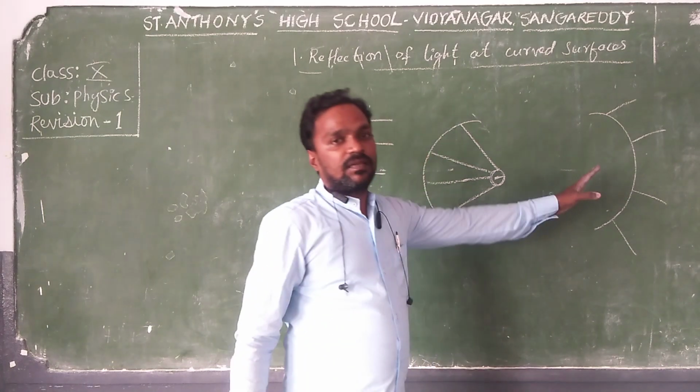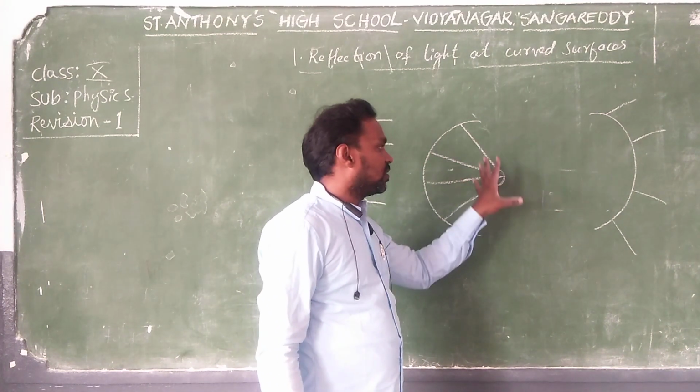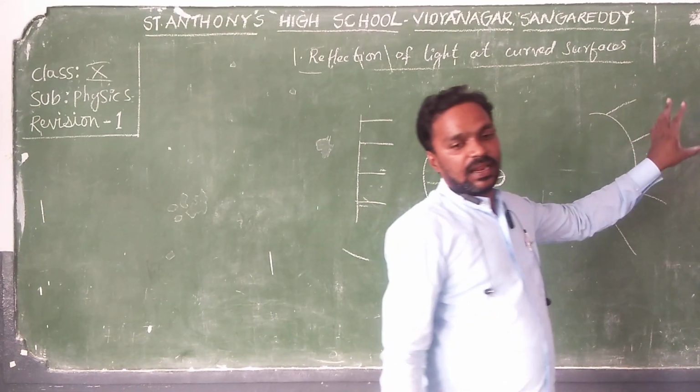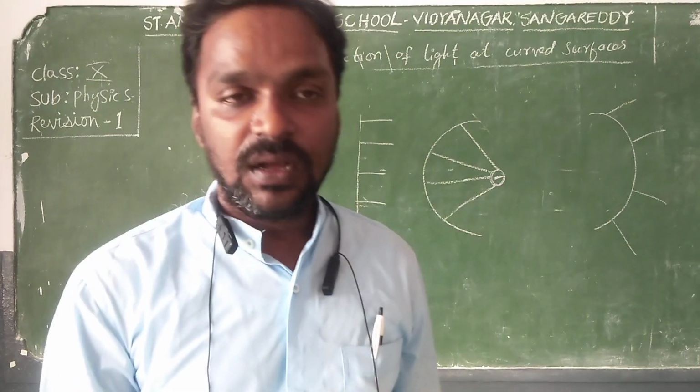Like this, this is called a divergent mirror. This is a concave mirror. That is the shape of a concave mirror, a convergent mirror. So this is a convex mirror, a divergent mirror. Like this we will be having the topics.